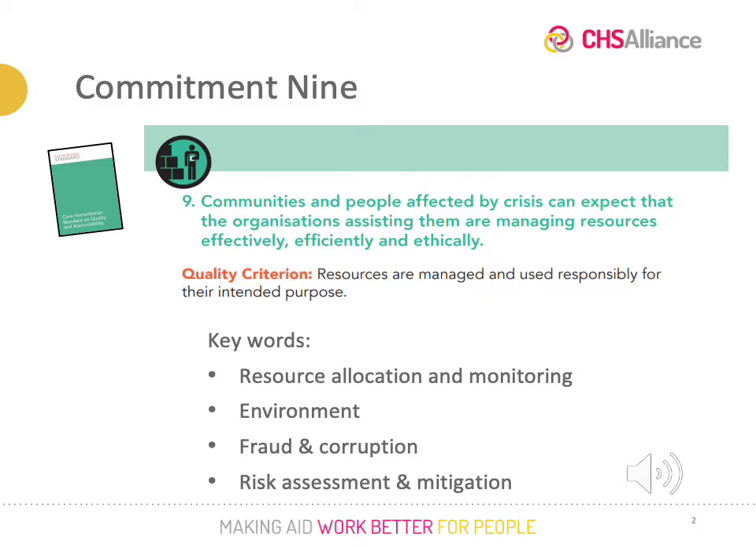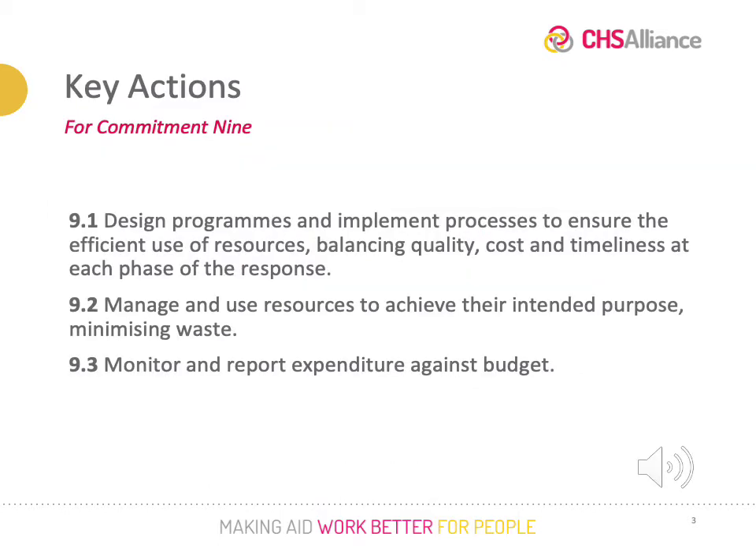Communities affected by crisis bear the true costs of mismanagement, negligence, or corruption. So it is vital that organizations use resources wisely and honestly in order to ensure maximum impact. Key Action 9.1 requires that organizations design programs and implement processes to ensure the efficient use of resources, balancing quality, cost, and timelines at each phase of the response.